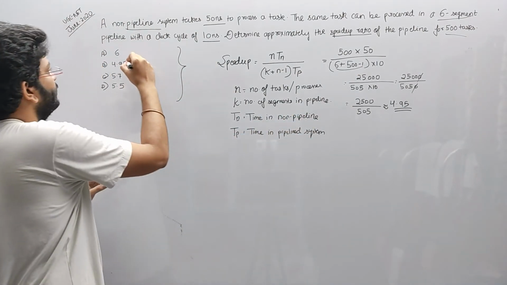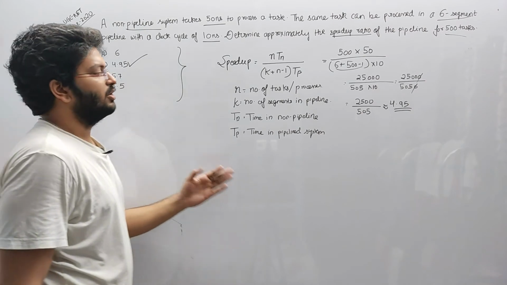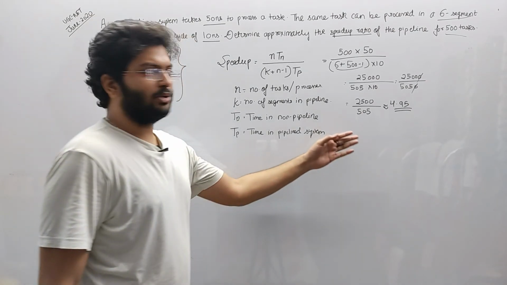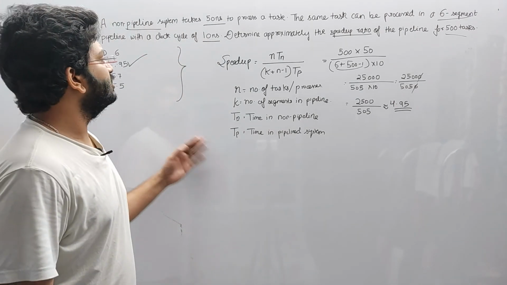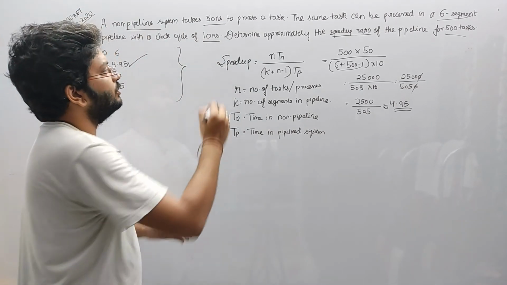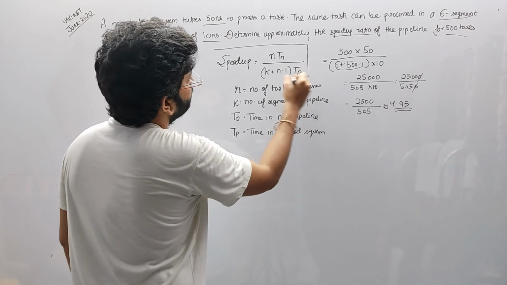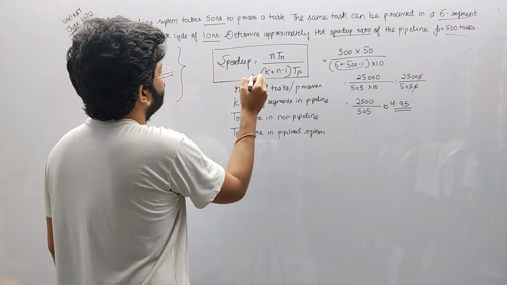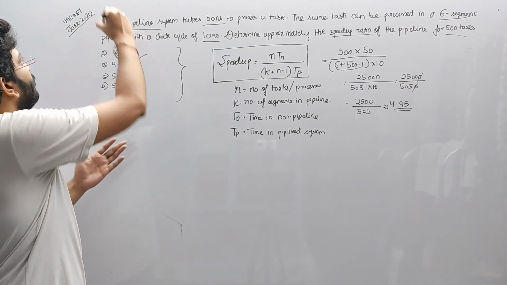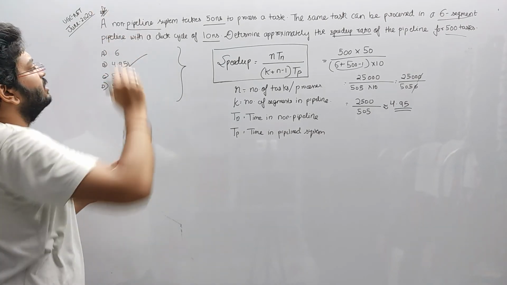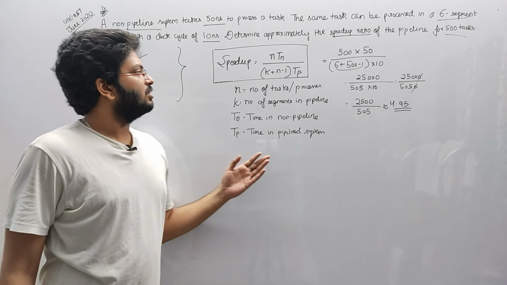So option B is the correct answer here. It is an approximate value, so we are getting it in decimal. This is a question of pipeline, and you have to remember this formula. It is very helpful. This type of question was also asked in previous years, so it is an important type of question.